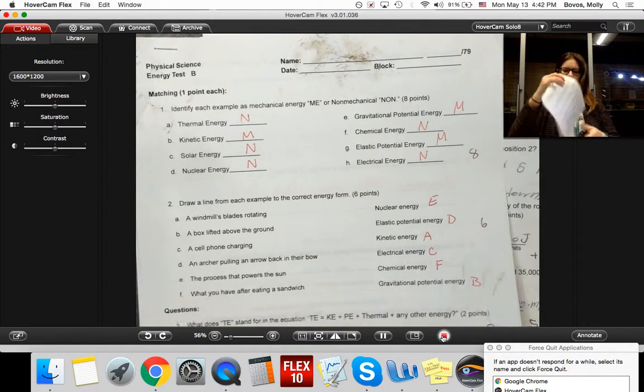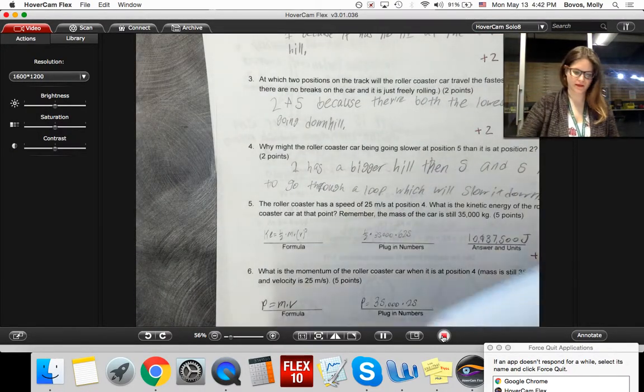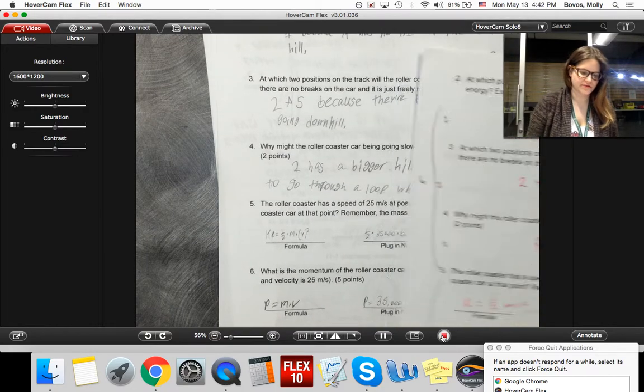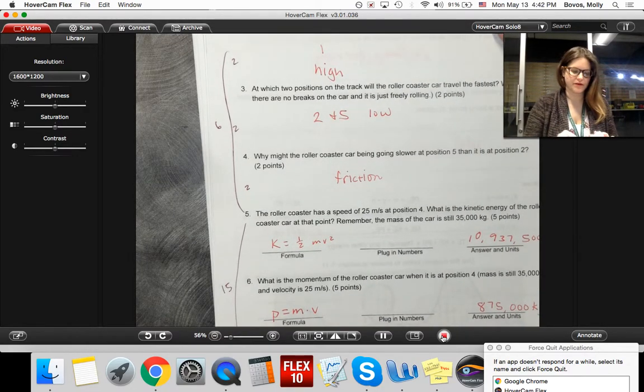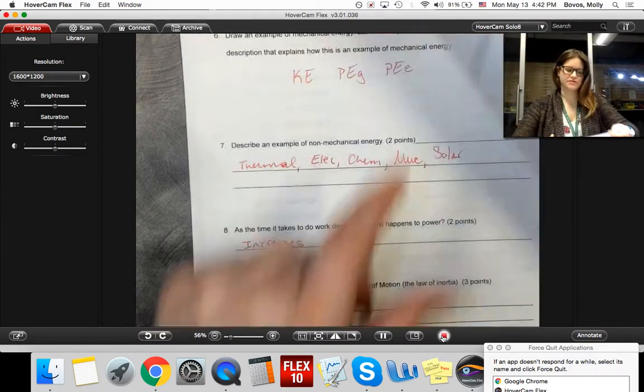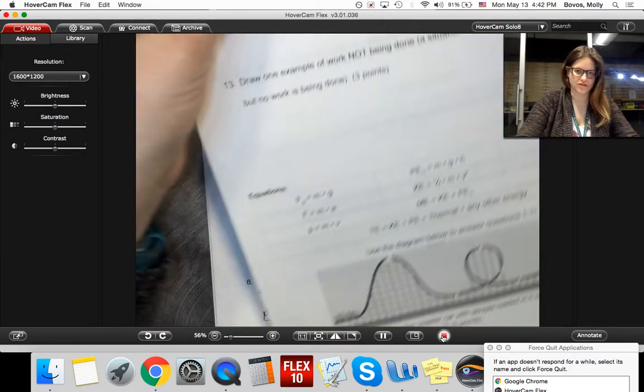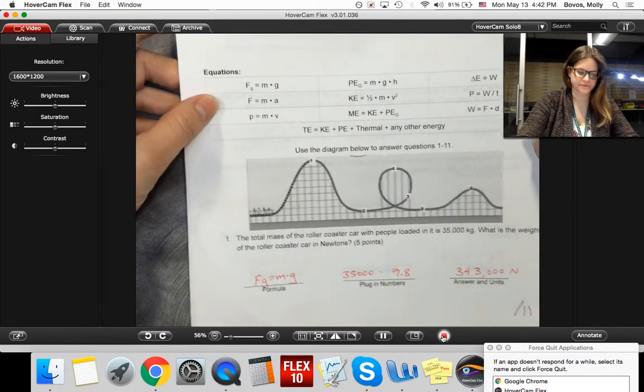Page 4. Here we are. Okay, so now we're getting into more of these math problems. It is going to be important for us to note these equations as we go along.